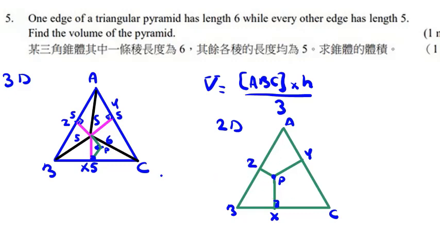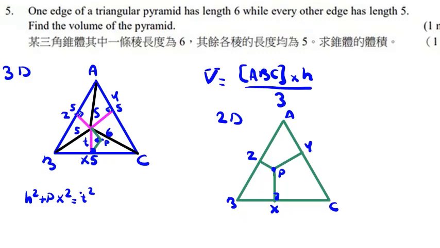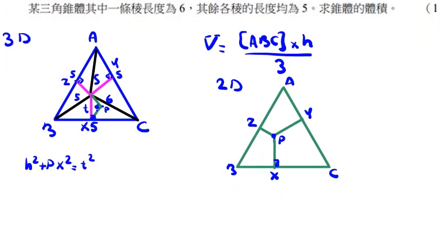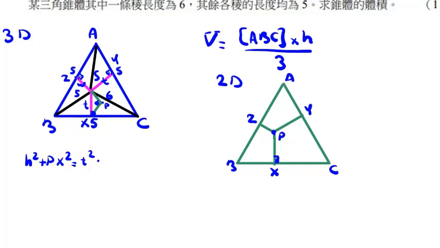Now I want to find Px, Py, Pz. Px is what? H squared plus Px squared equals the square of this pink height in this triangle. Let me write this length as T, so it is T squared. Similarly, in the triangles with sides 5, 5, 6, it is also T, and this other one is W. I want to find T and W.